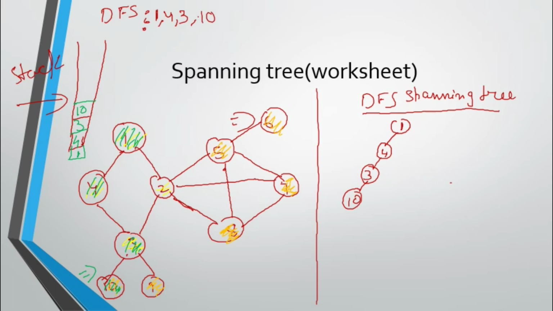Now in 10, I cannot go anywhere. So what am I supposed to do? I have to come back. How will I know where to come back to? I'll know using the stack. From 10, I will remove that element because I cannot go anywhere further. So I have 3 here, and I have to come back to 3. Now from 3, 10 is already visited, so I'll go to 9.